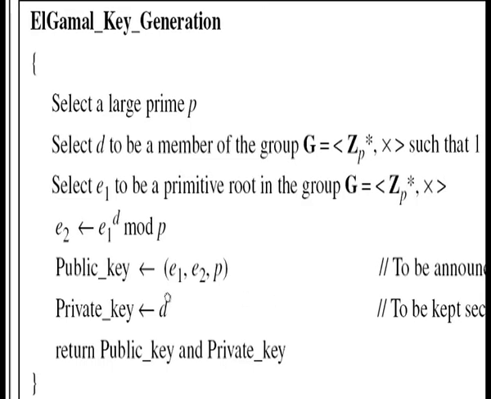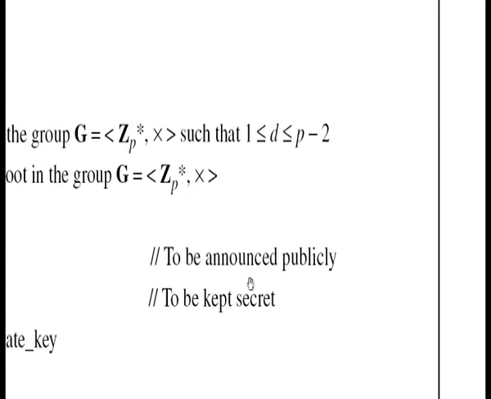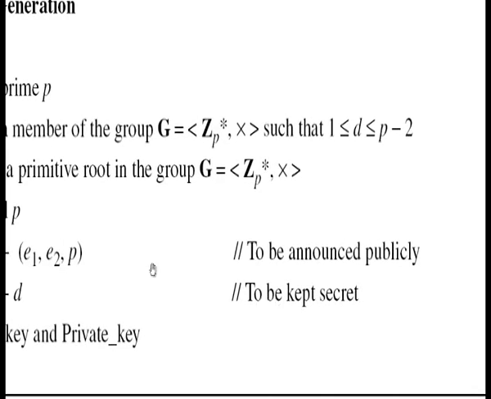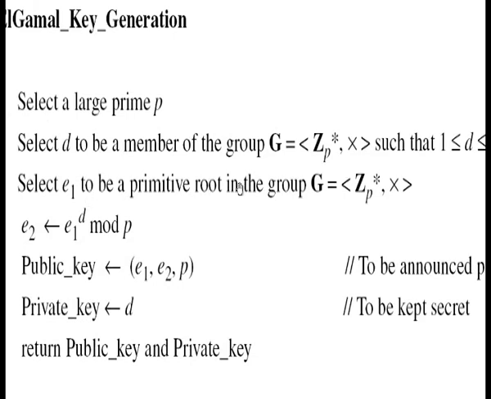Here you can see that we need to announce the public key to everyone, whereas the D should be kept secret. So D is a member of the group and E1 is a primitive root, from that it is generating E2, to which you can send that particular message.